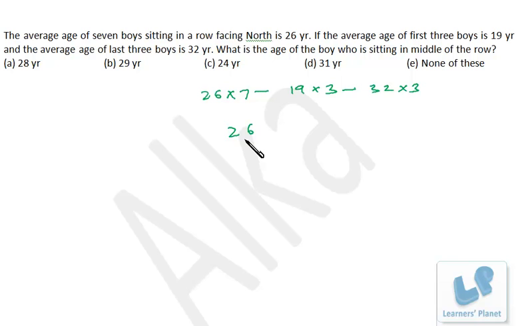Now whatever is the loss or gain in this average, we will calculate. The average age of the first 3 boys is 19 years. That means we are losing, that is 26 minus 19, that is 7, and 3 boys are there. That means we are losing 21 from the total, right? So I add 21 to make up the loss.